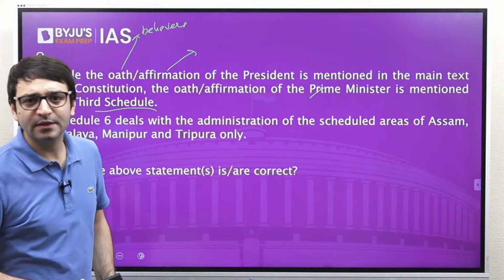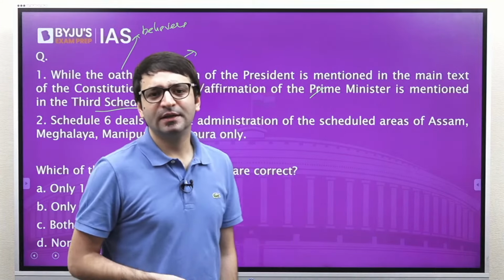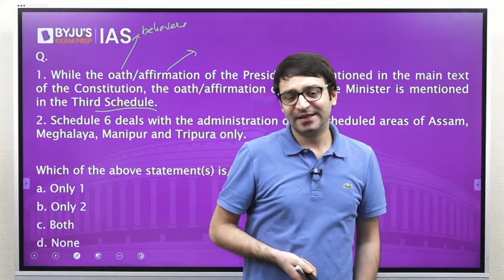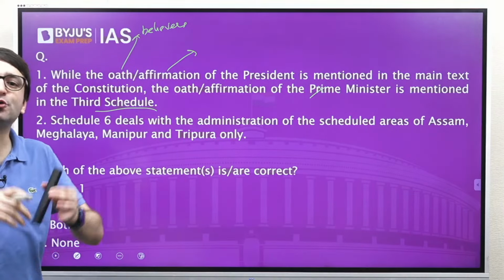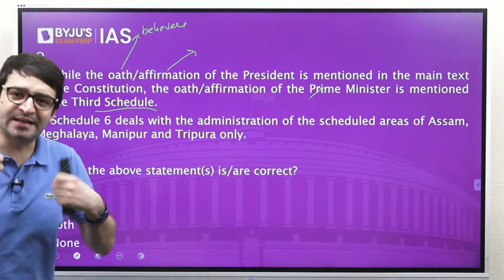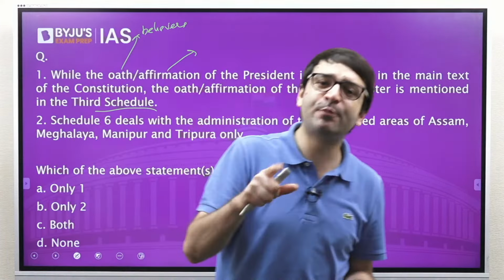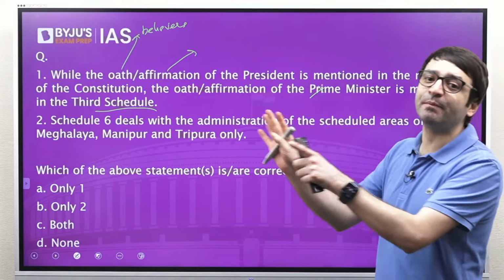Were you knowing this? There is no specific explicit oath for a Prime Minister. There is no specific oath of a Deputy Prime Minister. They take oath as the Union Ministers. They take oath of office and secrecy as a Union Minister. There is no explicit, direct oath or affirmation of a Prime Minister or a Deputy Prime Minister mentioned anywhere in the Constitution. They take the oath of a minister.